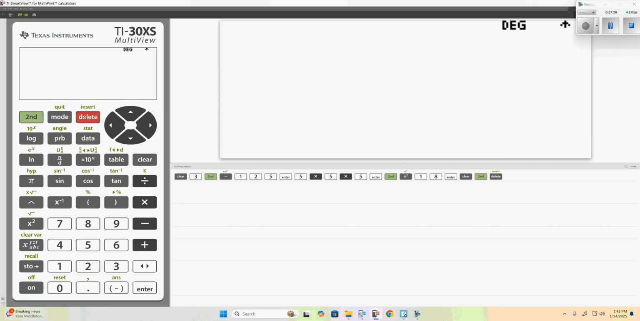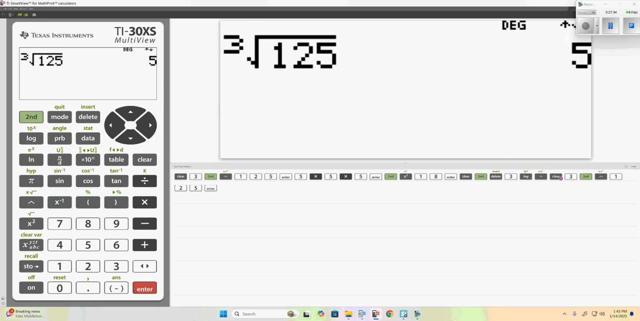Cube root of 125 is 5. So it tells us that we do have two perfect cubes, and since they're being added together, we have a sum of two cubes, which is factorable.